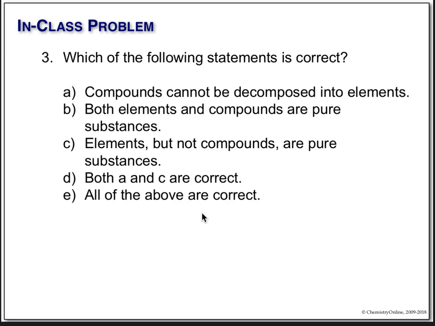Which of the following statements, compounds cannot be decomposed into elements? What did we say a compound was? It's elements stuck together, right? What you stick together, you can pull apart. That's not right. Elements and compounds are pure substances. Definition of a pure substance is that it's the same all the way through. It can be a compound, can be an element. So that's good. Elements but not compounds are pure substances. Well, we just said that's wrong, and clearly it's a B.